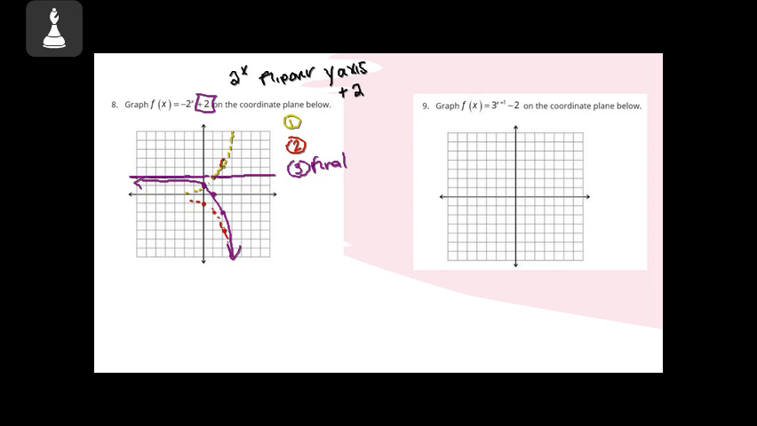Now, if you don't like working with the transformations, you very easily could create a little XY table and plug in 0, 1, and 2 and see how they work. Okay?